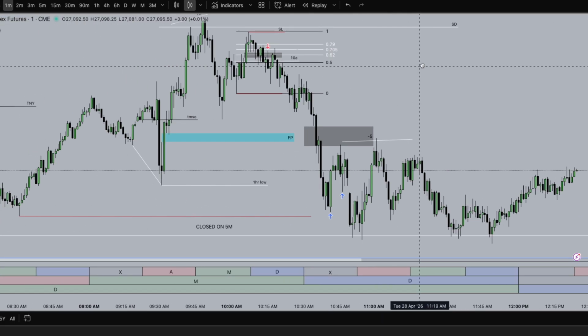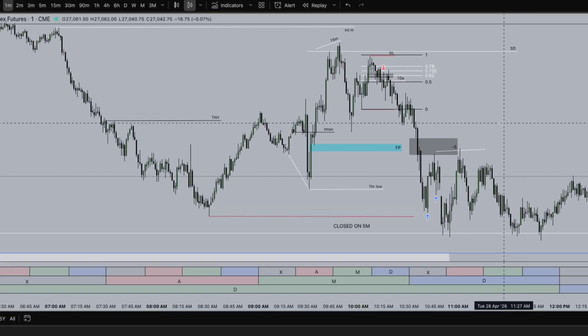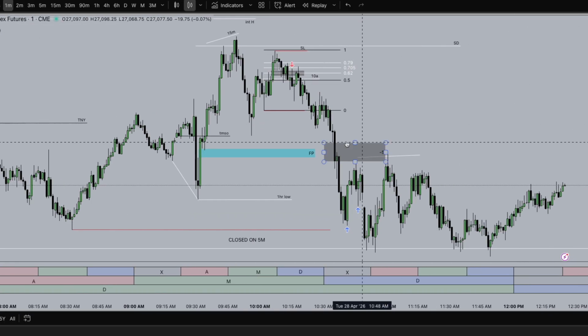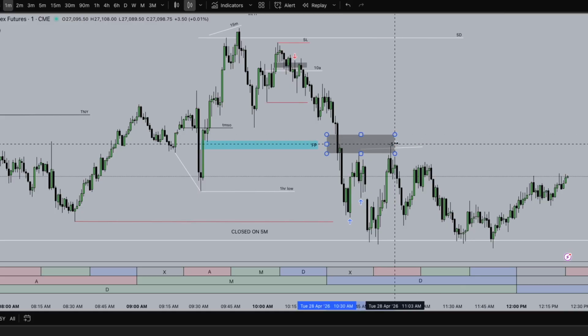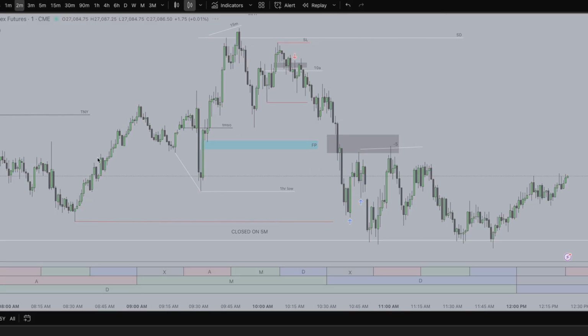So going to the 1 minute chart so we can see the clear price action. We're going to take this off, the optimal trade entry. Off of this 5 minute, I was expecting 1 to 2 minute to hold.